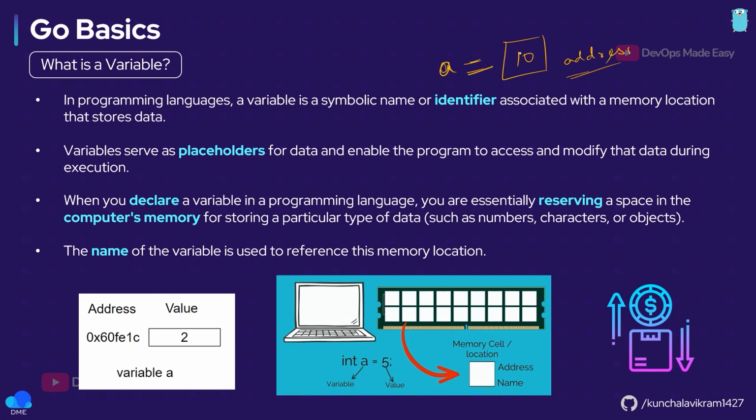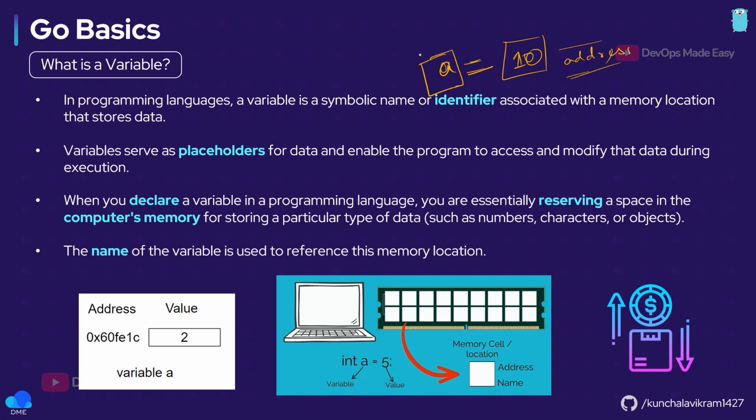So a here holds the data 10, but here a is just a pointer, or you can say it is just a name given to the address that holds this data 10, right? And a variable serves as a placeholder for the data, as we already said, and enables the program to access and modify the data. So instead of accessing this data 10 through the address of the variable, I can just use the name of the variable to read the data, modify the data, etc.